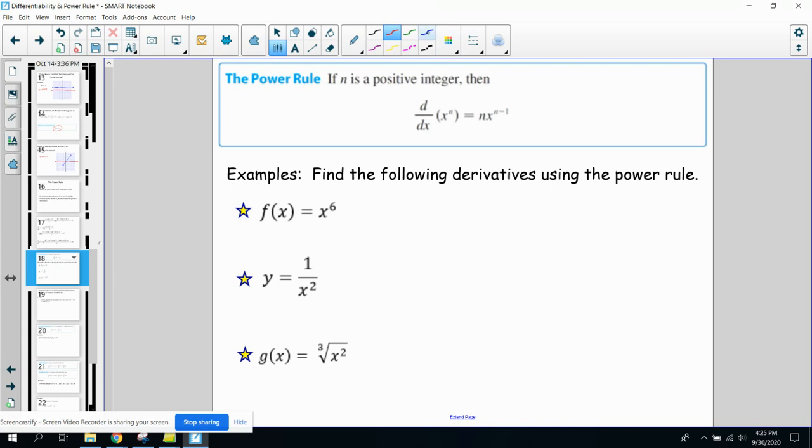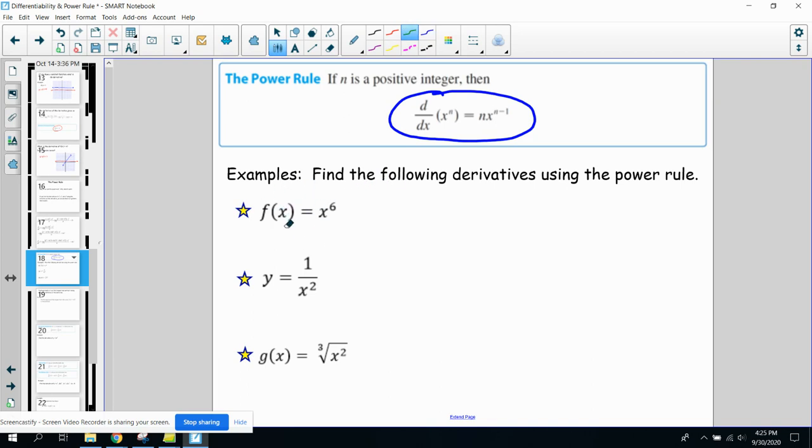Okay, so the power rule is saying if you take the derivative of x to any exponent that's a number, you take the exponent, multiply it in front, and subtract 1 from the exponent. Okay, so we're going to look at a couple of examples.